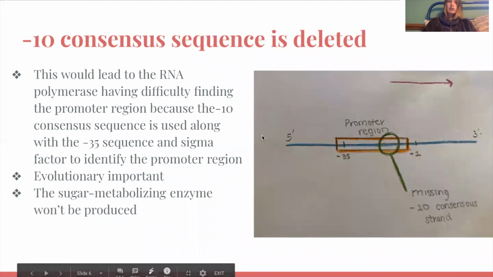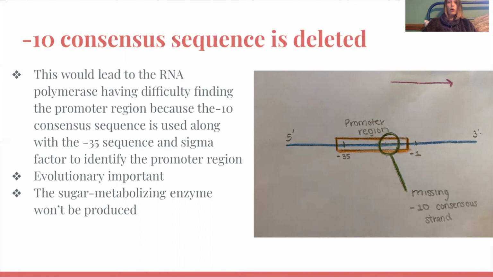The -10 consensus sequence is deleted. If this happens, this will lead to RNA polymerase having either extreme difficulty or it just won't find the promoter region at all, because the -10 consensus sequence is used along with the -35 sequence and sigma factor to identify the promoter region. It's evolutionarily important, and if the RNA polymerase won't find it, no RNA strand will be transcribed, so there won't be any sugar metabolizing enzyme produced.